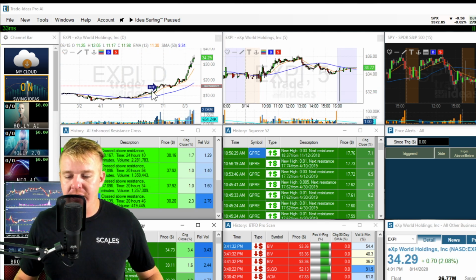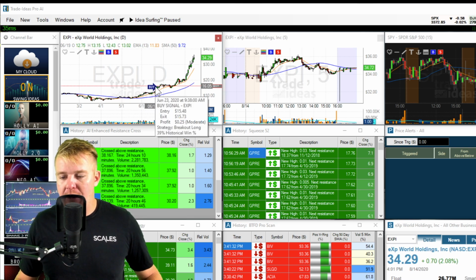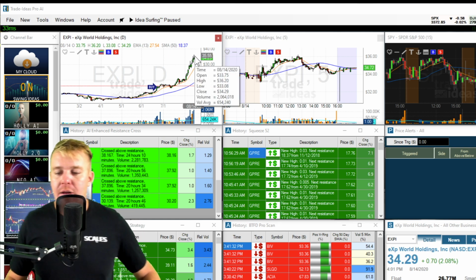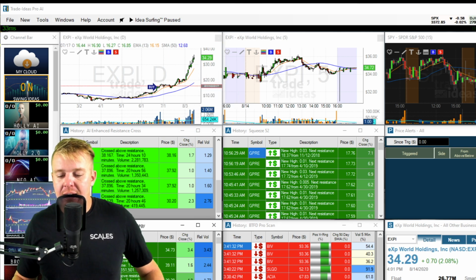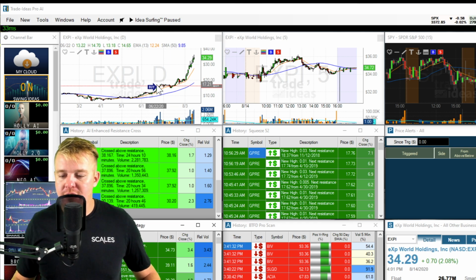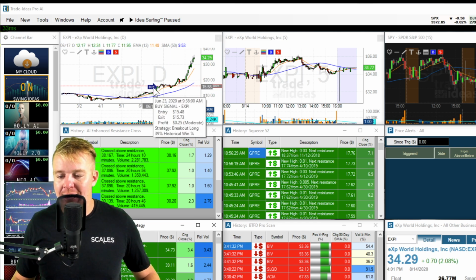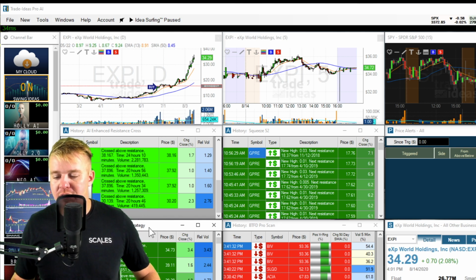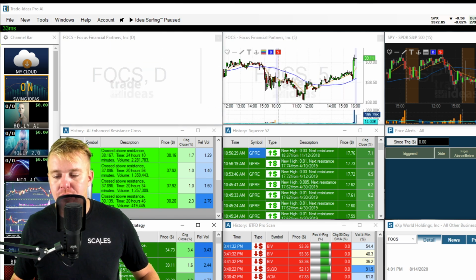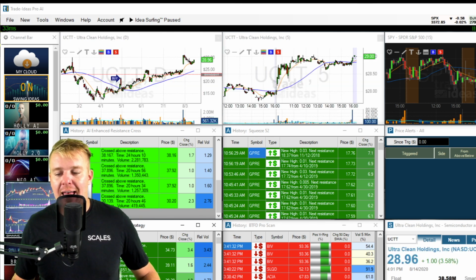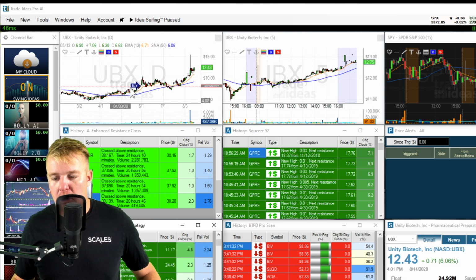So here's a good one that was alerted, EXPI, back there in June. This was alerted to buy there at $15.48, and it ran all the way to $34. Now, this is based on the resistance cross strategy, and this was alerted, like I said, right there, the buy signal EXPI for the breakout long. Talking about the percentage, which is cool as well, because it'll actually show you the percentage that these setups work out. And I think that's pretty good, all that information.